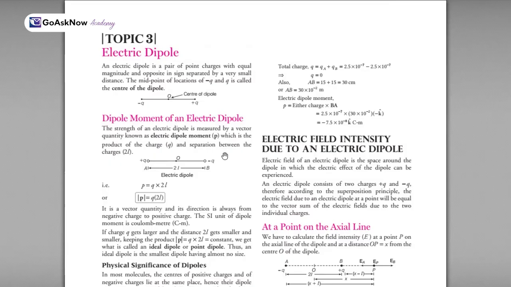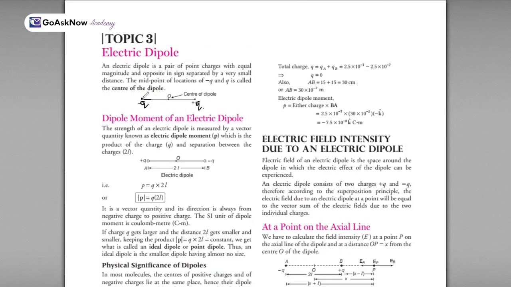So what is the necessary condition to form a dipole? The charges should be of positive and negative both types, and they should be of equal magnitude, and they are separated by a small distance. The midpoint of the location of minus q and plus q is called the center of the dipole. That is clearly shown in your book, what the dipole is and how it is represented. You can see here that there is a charge minus q placed here and plus q is placed on the right hand side.